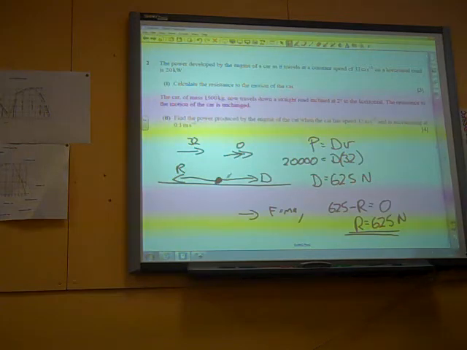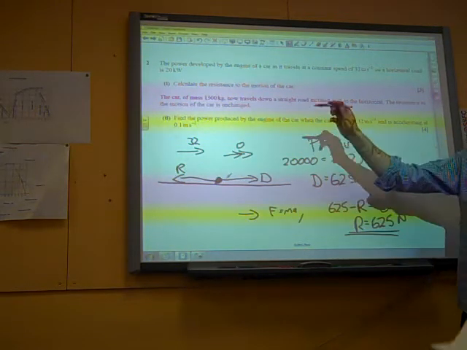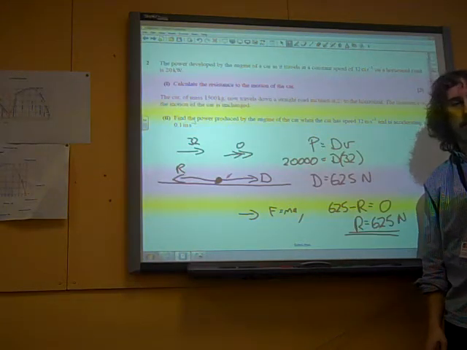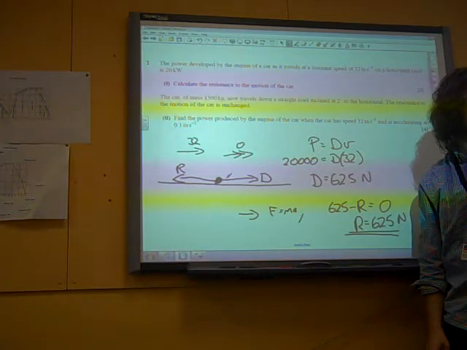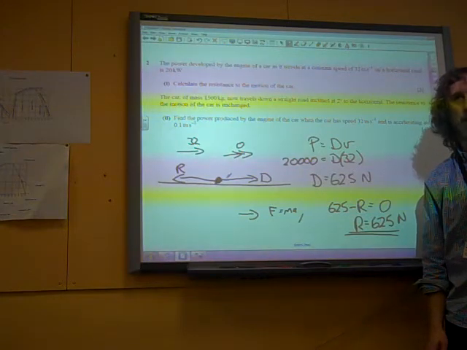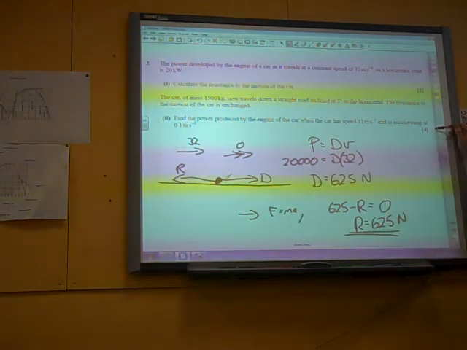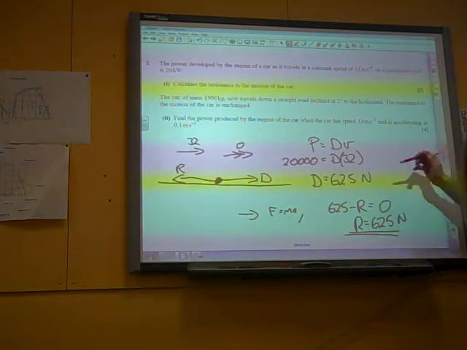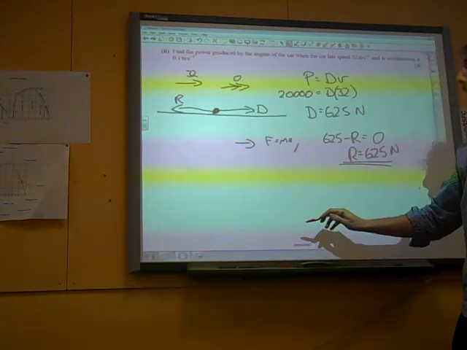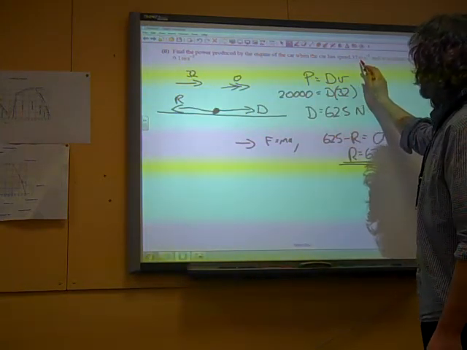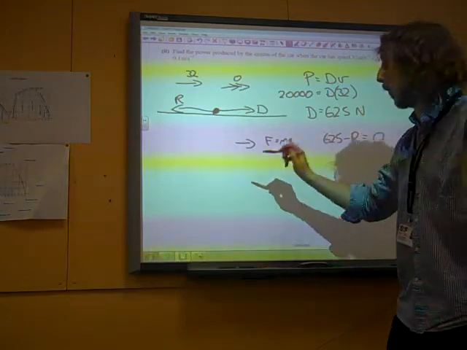Now read the question carefully. The car now travels down a straight road. There are at least 3 people who went on to have the car driving up a straight road. But the car travels down a straight road, inclined at 2 degrees to the horizontal. The resistance to motion of the car is unchanged. So we're going to have a new diagram here. Find the power produced by the engine when it's at a speed of 32 and is accelerating at 0.1.